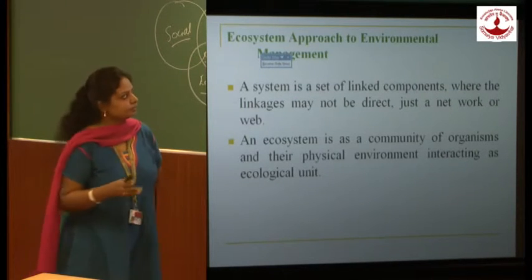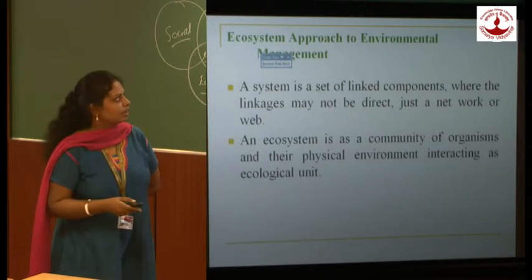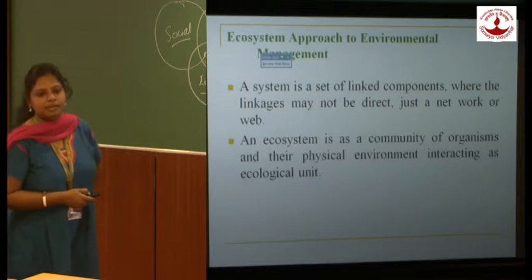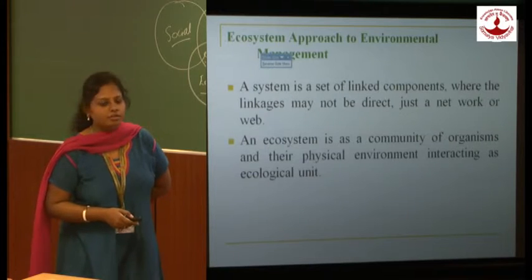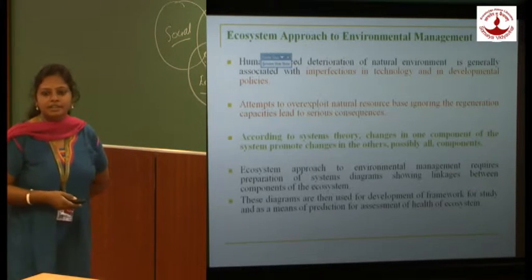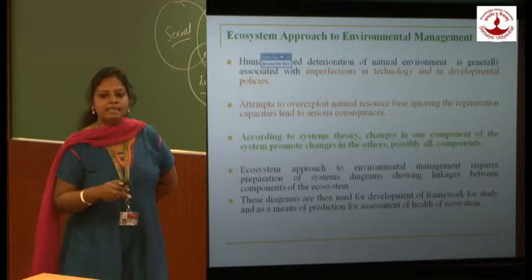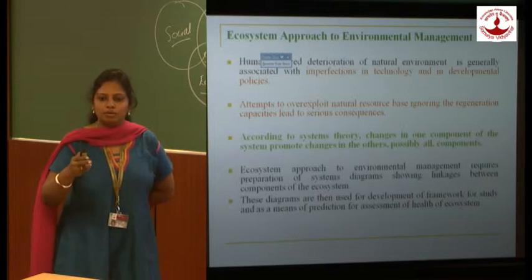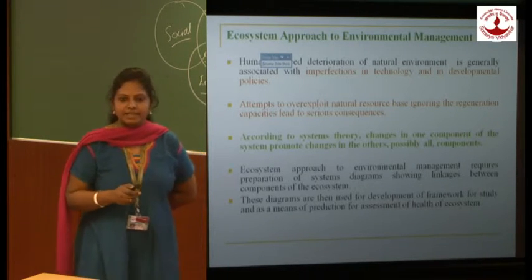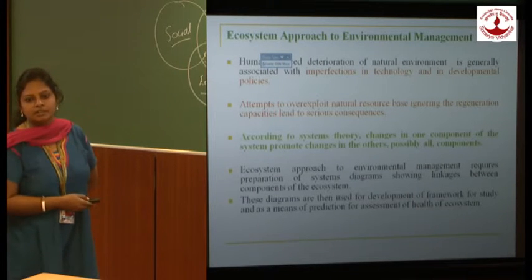This comes from learning from the ecosystem, where one species influences the other. So what is the ecosystem approach? A system with a set of linked components, where the linkages may not be direct, but a network or web, just like in an ecosystem. Attempts to overexploit have resulted in the degradation of the ecosystem. So in the ecosystem approach, we need systems diagrams, where we link one to another and analyze like a part to the whole. Through a systems diagram, we can see which factor is influencing and where environmental degradation is taking place. But for that, you have to continuously monitor natural systems as well as your anthropogenic system, which is harming the environment.